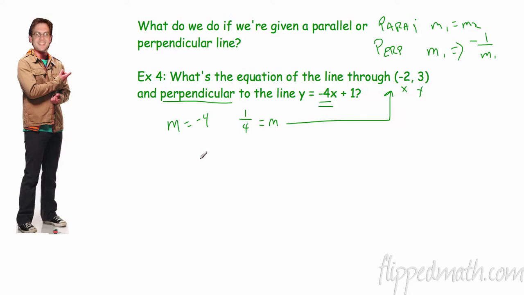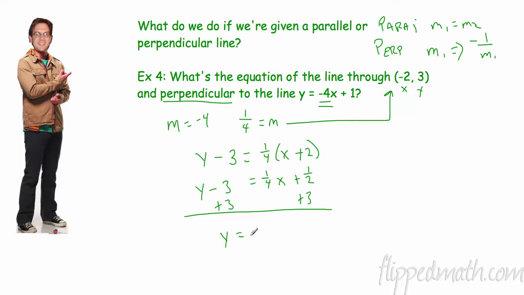I'm going to use that new form. y minus my y coordinate, 3, equals my slope, 1/4, times x minus my x coordinate, the opposite, -2, so I'm going to add 2 here. Alright, I need to distribute this, so that's 1/4 x. 1/4 times 2 is 1/2. Alright, so now I have y minus 3. I need to add 3 to both sides. So I have y equals 1/4 x, 1/2 plus 3 is 3.5, right?